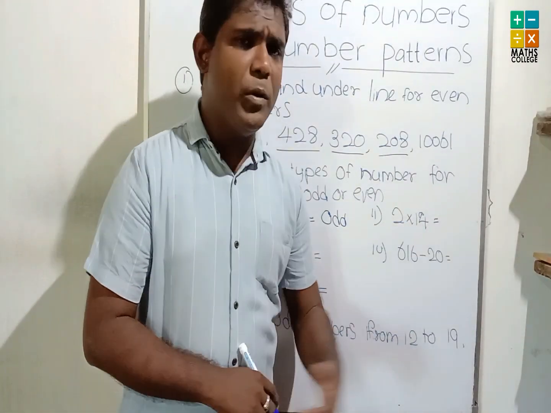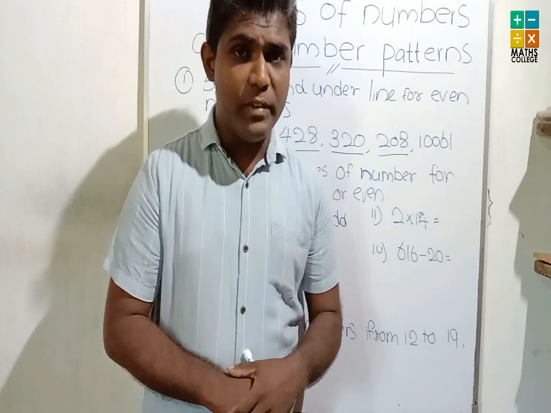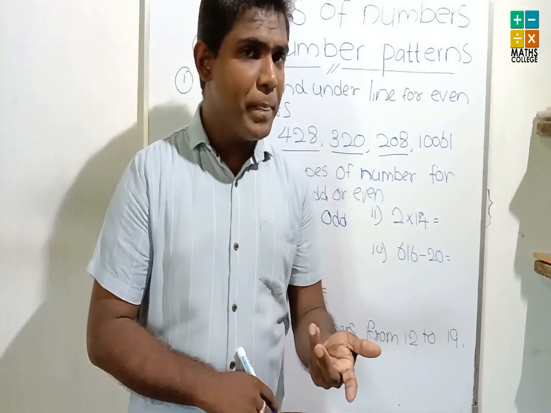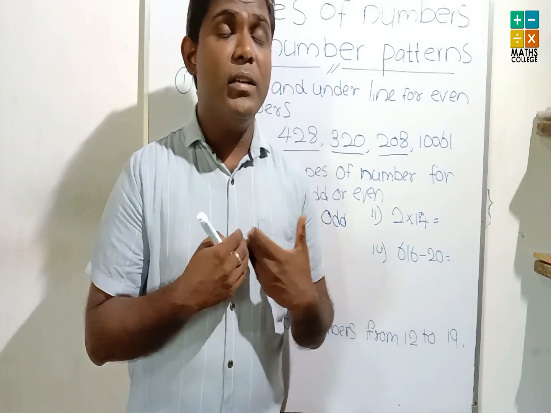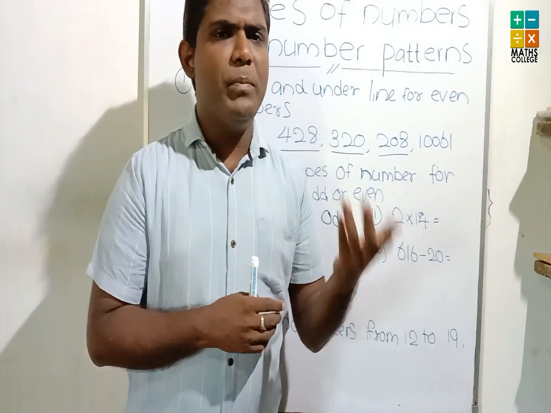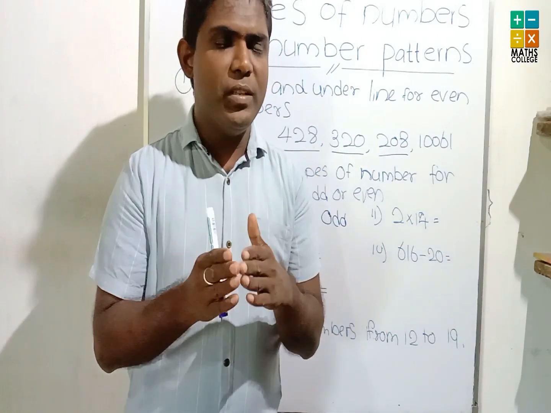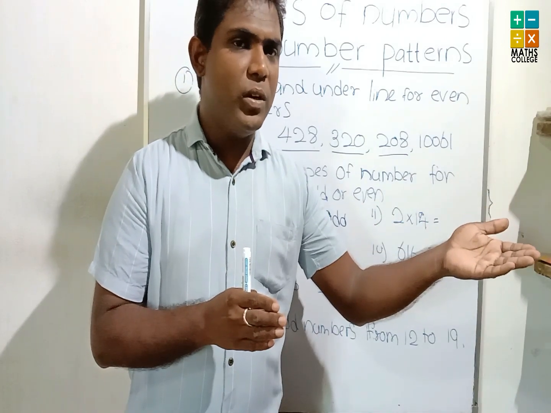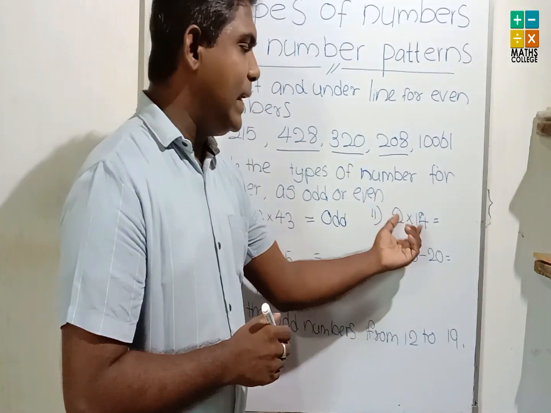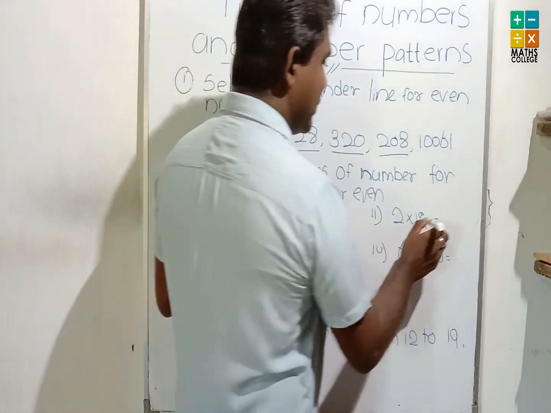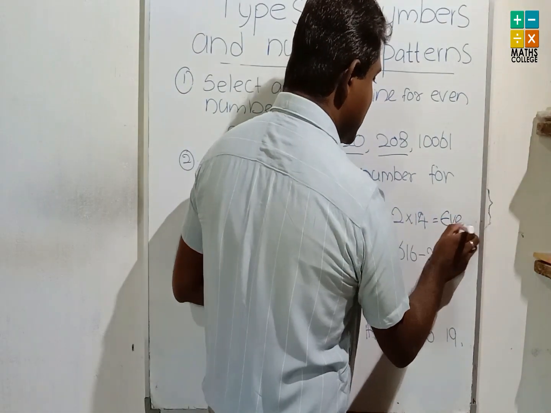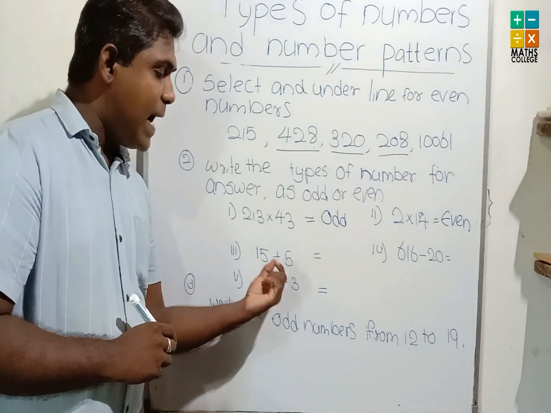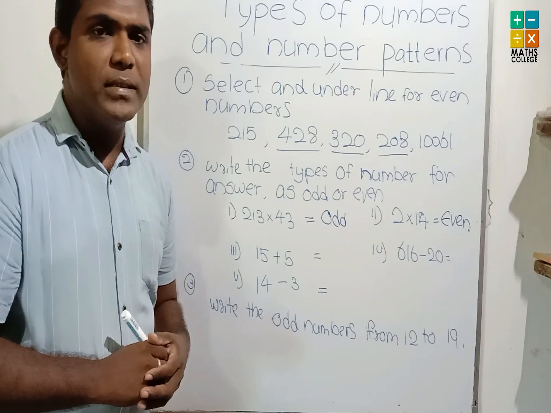Here 2 multiply 14. 2 is an even number. 14 is an even number. You can consider our known values. 2 multiply 2 is 4. 2 is even, 4 is even. 2 multiply 4 is 8, also even. Therefore, the answer is the same. What is it? Even.